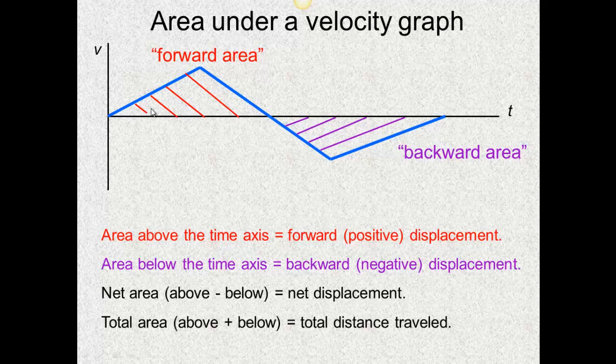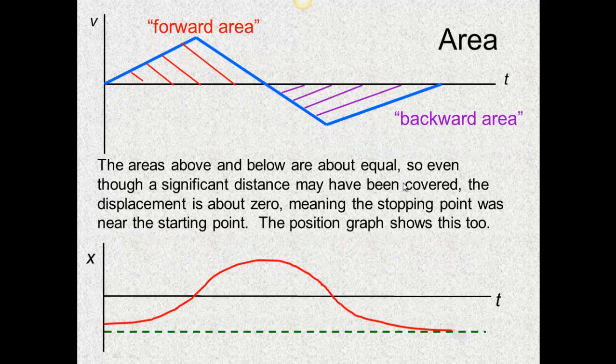You can work out the area of that triangle, the red bit. You can work out the area of your purple bit. So the difference between those two, the net area, is your net displacement. Now if you're looking at the distance that you travel in total, you've travelled that way, and then you travel this distance, so it's got to be the sum of the red area and the sum of the purple area. So you can get those two terms that we've talked about from that particular graph there.